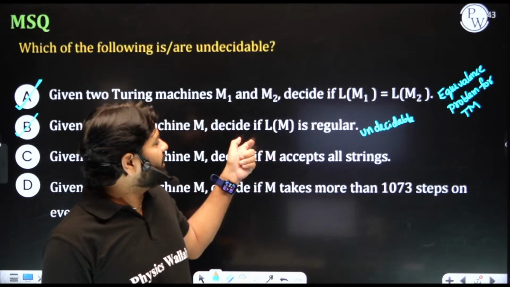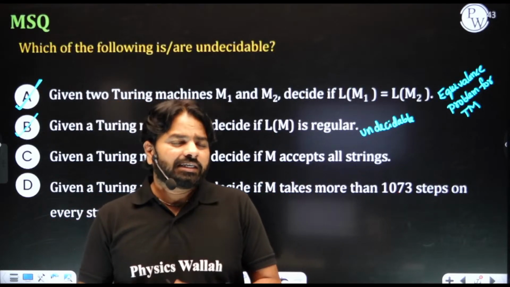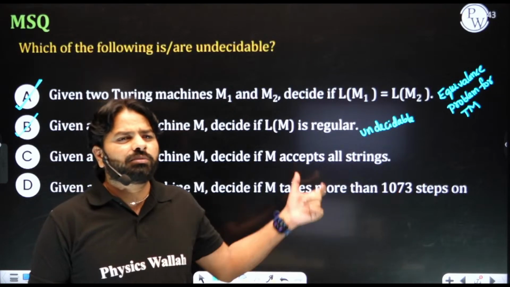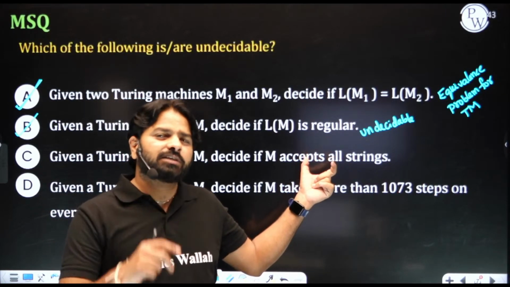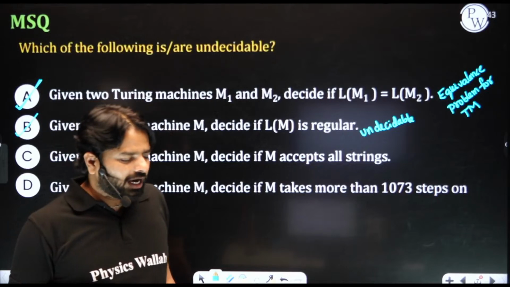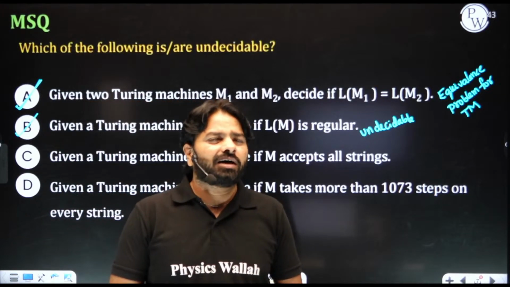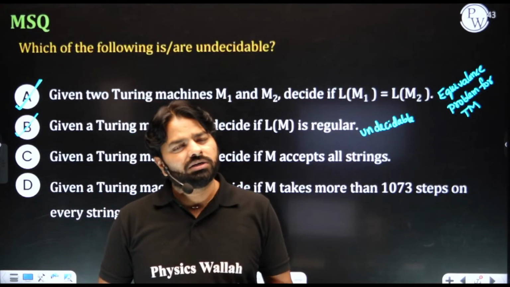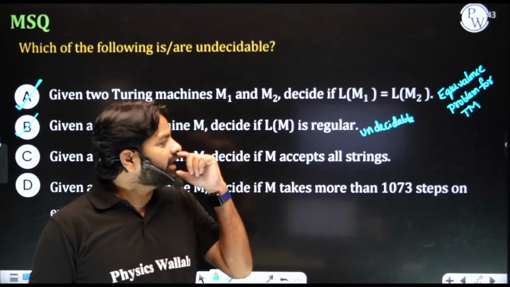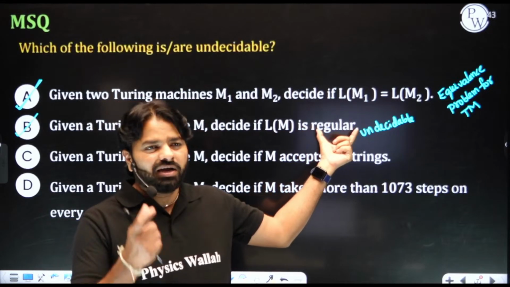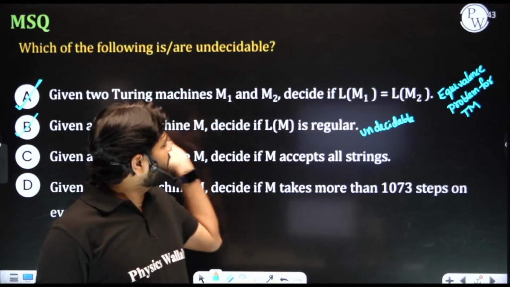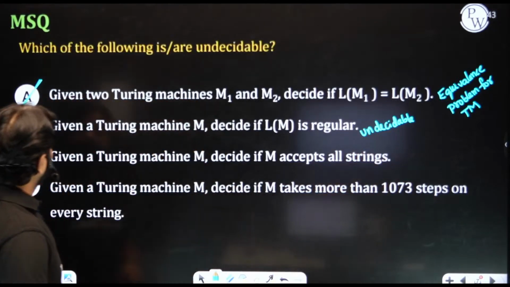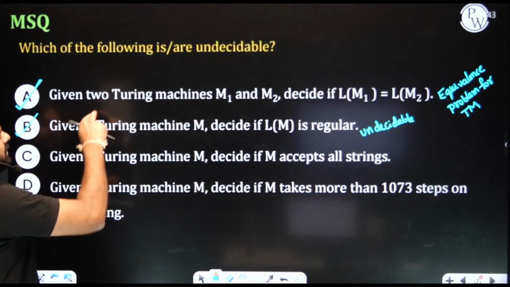But is the given TM accepting a recursively enumerable language? That is a trivial problem, decidable. Every Turing machine in the world has to accept a recursively enumerable language, but you are not asking about a specific language. That's why whether the given TM accepts a recursively enumerable language or not is decidable. Only in place of regular, if recursively enumerable is given, this problem is decidable because it is a trivial problem. Okay. Now both are undecidable so far.